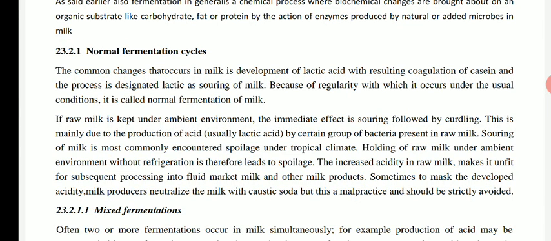So in normal fermentation cycles, the common change that occurs in milk is the development of lactic acid with resulting coagulation of casein, and the process is designated as lactic acid souring of milk. Okay, so what are the common changes brought in normal fermentation cycles? First, production of lactic acid. As the lactic acid gets produced by the action of different microbes, it acts on the protein casein in milk and brings about its coagulation, and this process is designated as lactic acid souring of milk. Because of the regularity with which it occurs under usual conditions, it is called normal fermentation of milk.